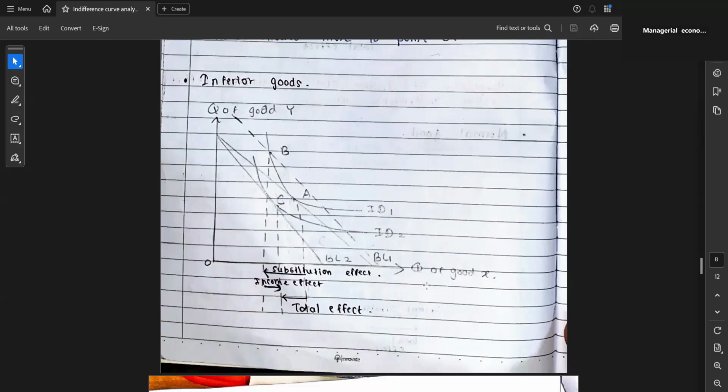So in this diagram, the same thing has happened. The price of good X has increased, so the budget line has shifted from the good X side towards the origin. And in the same manner, from A to B indicates the substitution effect, and from B to C indicates the income effect. So as you can see, the gap from A to B is higher compared to the gap from B to C. That means the substitution effect is higher than the income effect.